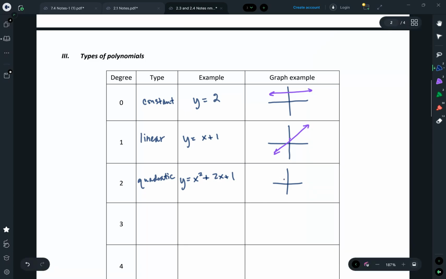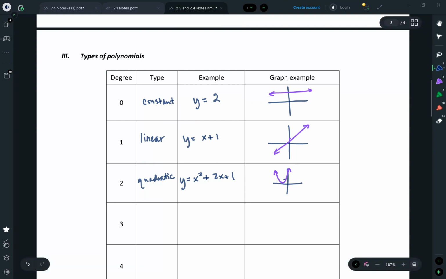Let me pick a different color for the actual graph. So something like that. I meant to have that touch my x-axis, but it did not quite. That's okay, I'm going to fix it. It was kind of an ugly quadratic. So we know it's a U shape. That one's a little bit better.